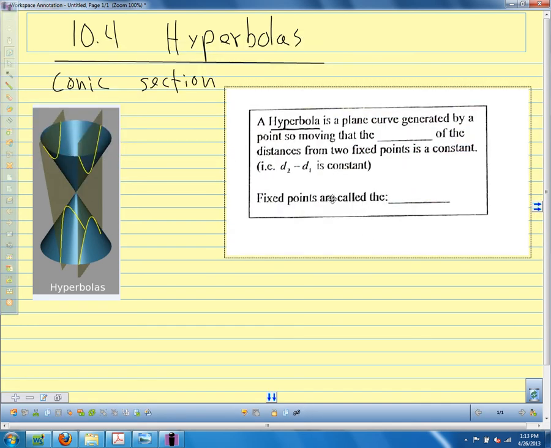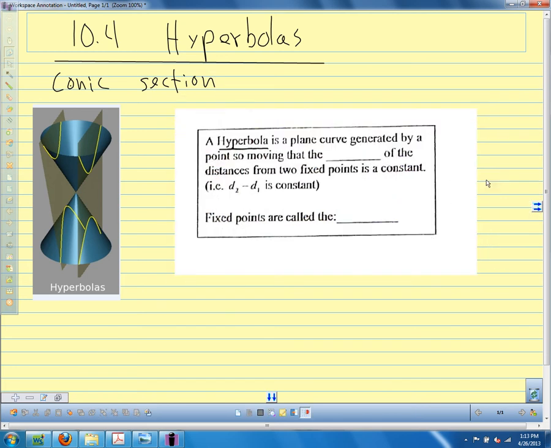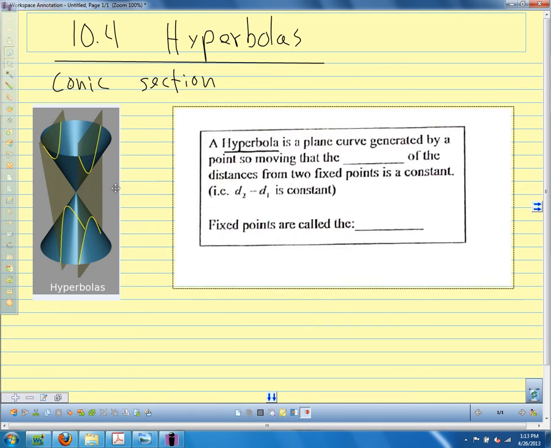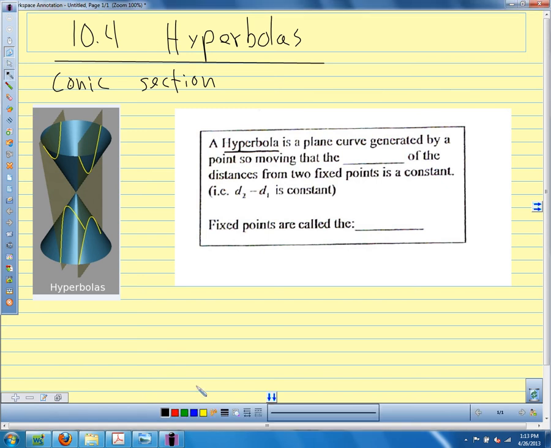So to make a hyperbola, we can cut a cone, but the way that we're going to work with it, the way we did with ellipses and parabolas, is we're going to talk about a focus, and we're going to talk about a vertex, and that kind of thing. So our point when we move, the difference of the distances from two fixed points is a constant, and we call our fixed points the foci.